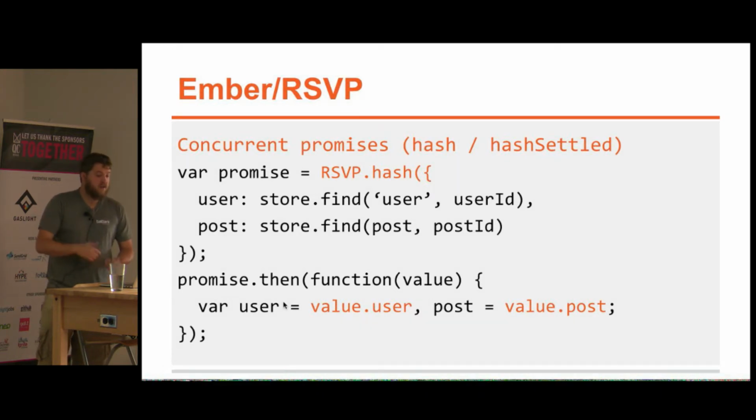So there's hash and there's hashSettled. Hash will call the promise when all of them have succeeded or when one has failed. HashSettled will call you when all have succeeded or all have failed. So the difference in use case really is how you want to handle the failure. If you want to fail early, or if you want to wait till everything is done and then fail.